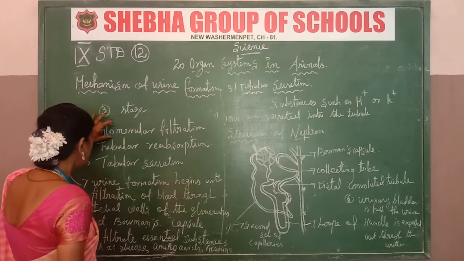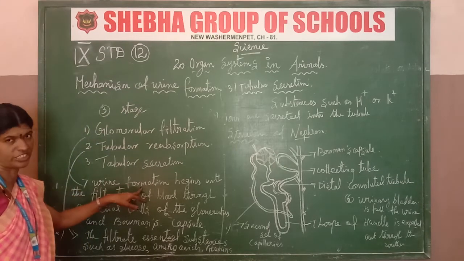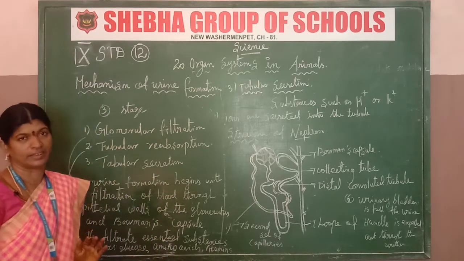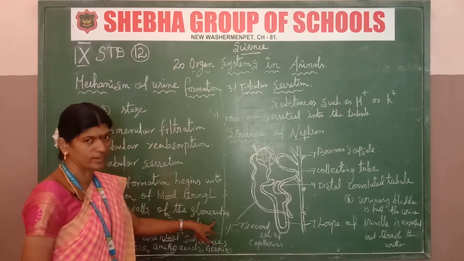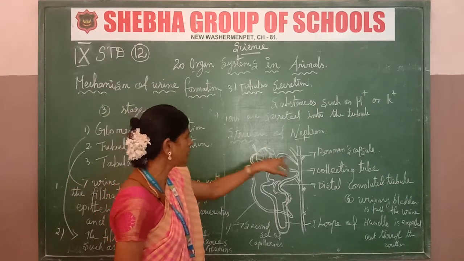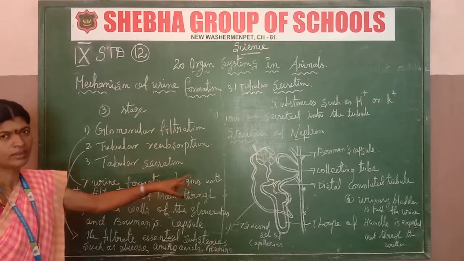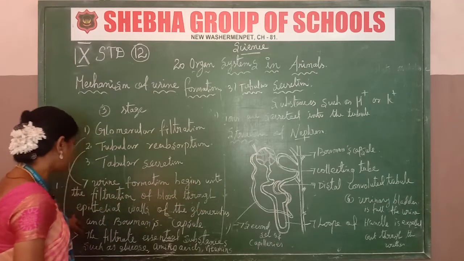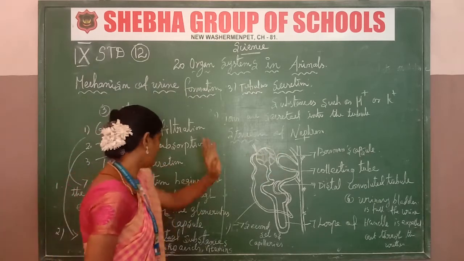Glomerular filtration: what is that? Urine formation begins with the filtration of blood through the epithelial cells of the glomerulus. This area is the Bowman's capsule, part of the structure of the nephron.